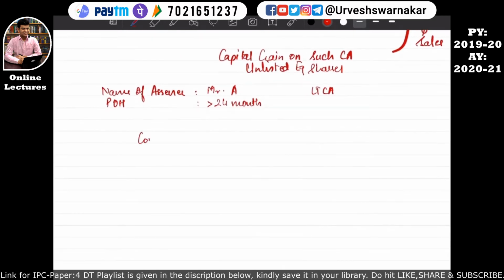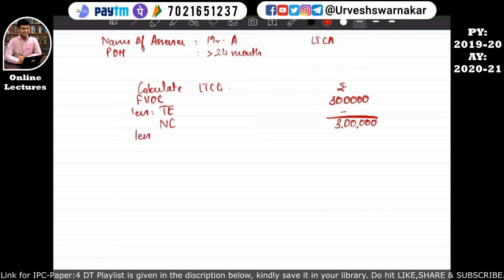So we will calculate long-term capital gain. The full value of consideration that the assessee has received on the sale of such capital asset is rupees 3 lakhs. I hope this is quite clear. There are no details given about the transfer expenses, so we'll put a dash over here, and our net consideration will be equal to 3 lakhs. I hope this is quite clear to you. And now further we will reduce cost of acquisition or index cost of acquisition from this net consideration. So again we will make 2 columns over here.